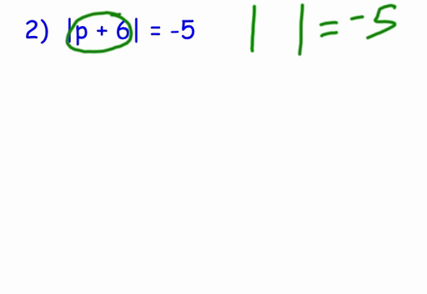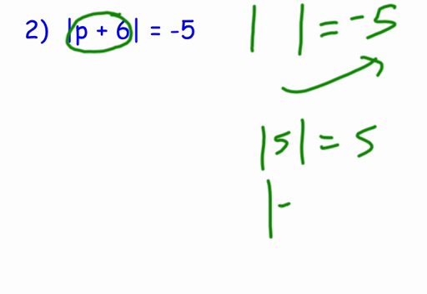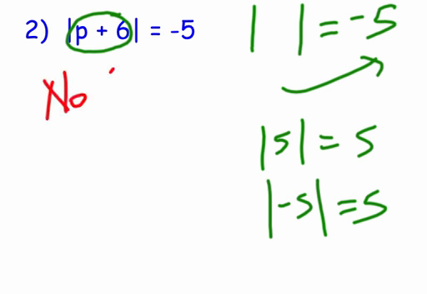Well, I hope you're confused because you can't take the absolute value of anything and get a negative 5, can you? If I did the absolute value of 5, it's 5. If I did the absolute value of negative 5, it's 5, right? So I cannot take the absolute value of anything to get a negative, can I? So over here, there is no solution.